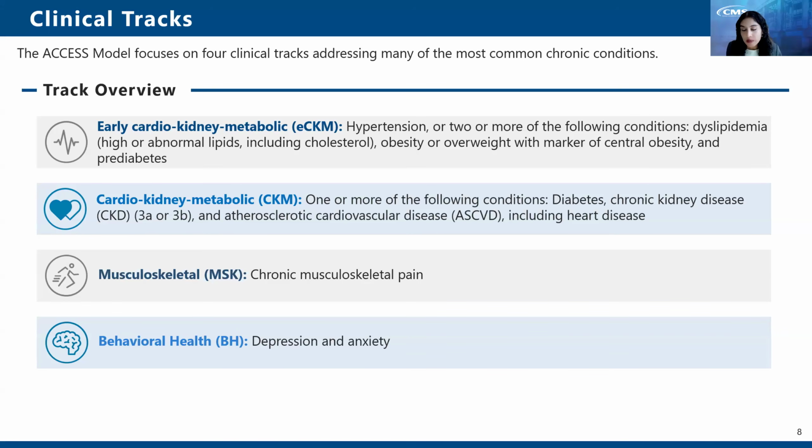The next track is the cardio-kidney metabolic or CKM track, which addresses more advanced cardio-kidney metabolic conditions with higher clinical complexity, including diabetes, chronic kidney disease, and cardiovascular disease. The musculoskeletal or MSK track includes chronic musculoskeletal pain, and finally, the behavioral health track includes depression and anxiety.